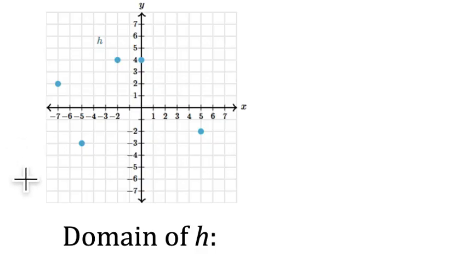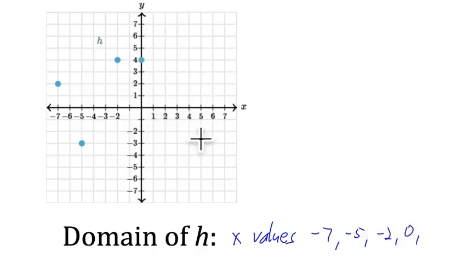All right, so here we go. Let's find the domain of this function called h. We're working with the domain, so we're looking at the x-axis and working left to right. We notice that this function is these points here. So we have x values of -7, -5, -2, 0, and 5. So those are the values in the domain of this function called h.